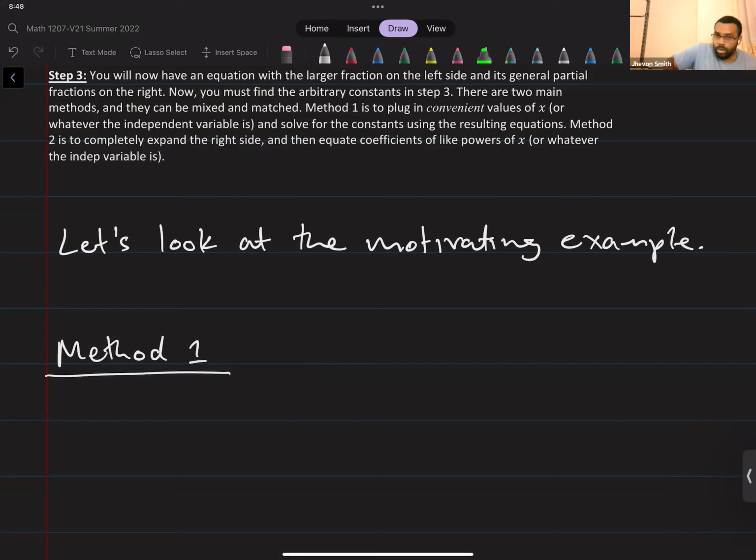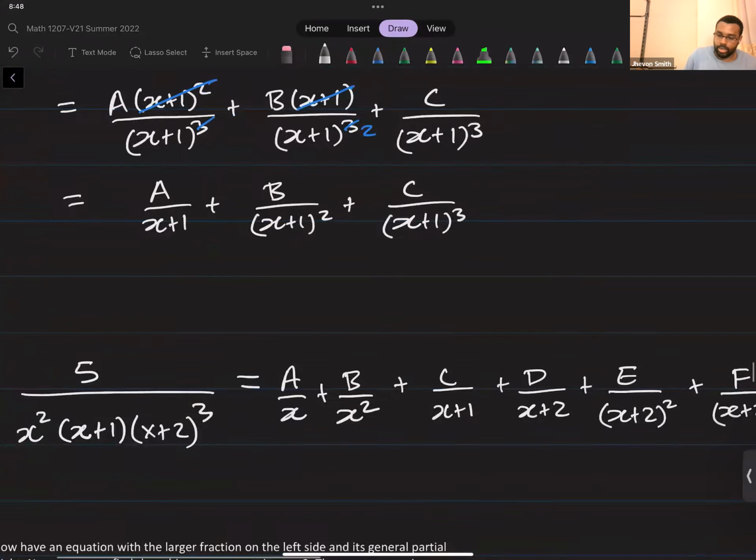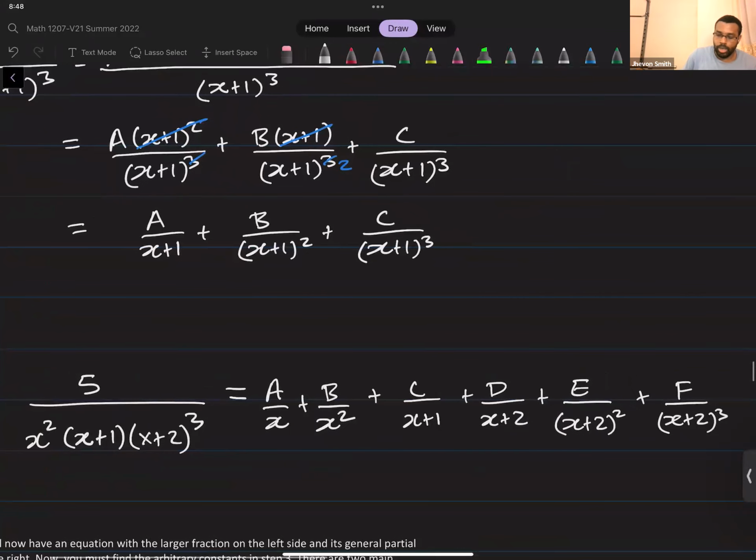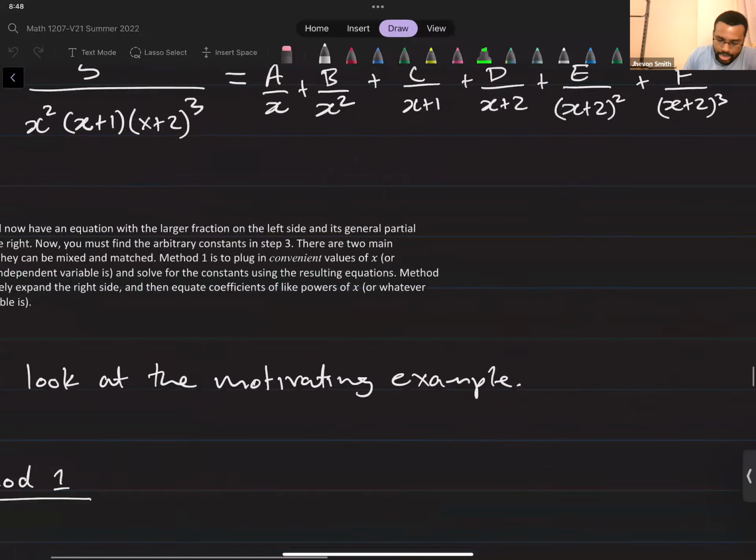So method one involves, when you break something down into this generic breakdown here, you multiply both sides by the denominator on the left, and then you plug in convenient values that eliminate as many variables as possible and leave you with smaller variables to solve for. So let me actually show you how that would work.